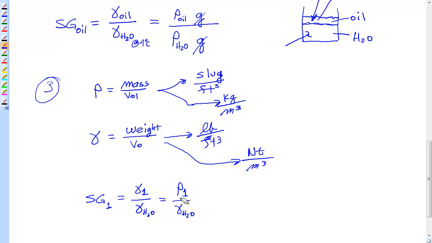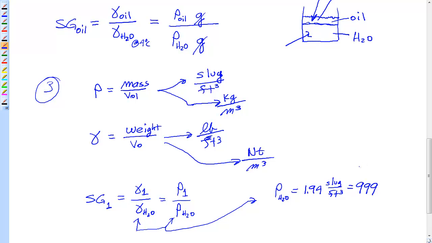Now, let's figure out standards for these. If these are standards, then we need to know what these are. Generally, rho of water for that standard is 1.94 slugs per cubic foot, or some books will say this. I tend to like to use 1,000, because that is the basis of the creation of some of the units in SI. But we'll just stick with what is listed in a lot of textbooks, mainly 999, and it's kilograms per meter cubed.